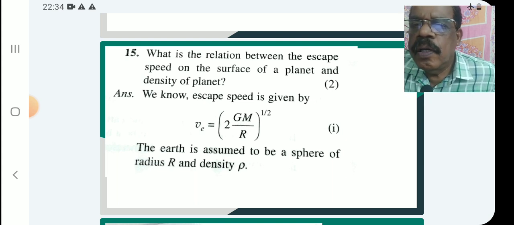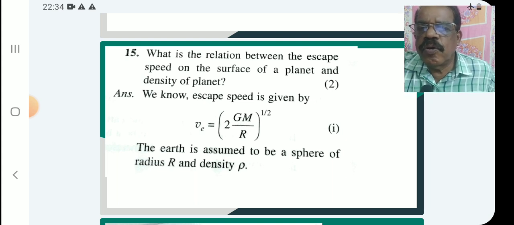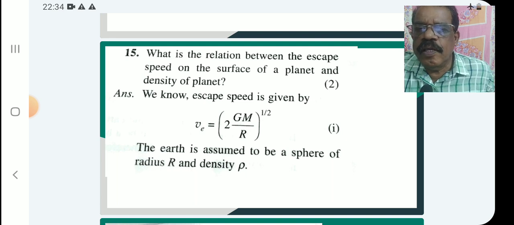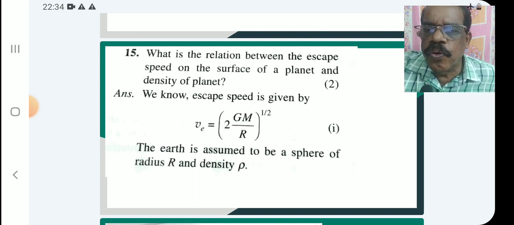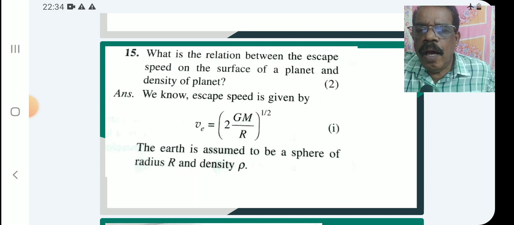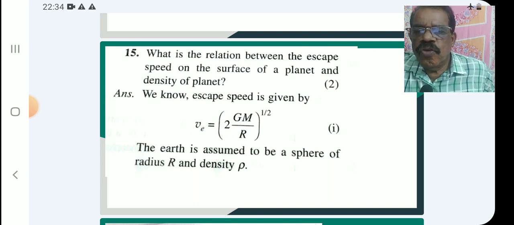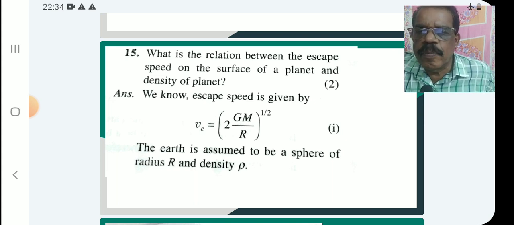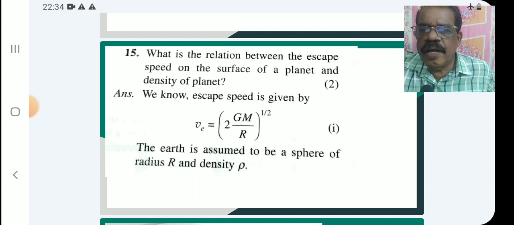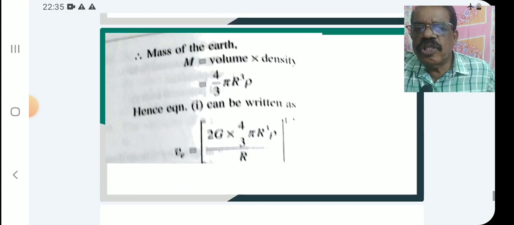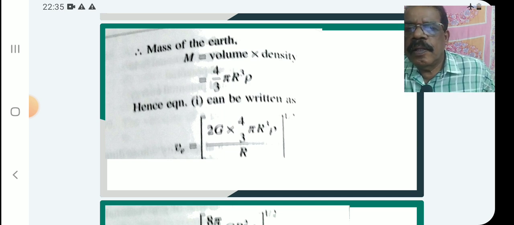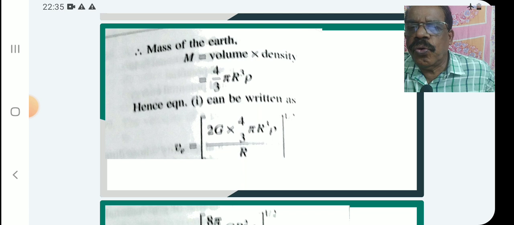We know the escape velocity is given by v escape, ve is root of 2GM by R, or we write (2GM by R) the whole raised to 1 by 2, where G is the gravitational constant, M is mass of earth or planet, R is the radius of earth or planet. The earth is assumed to be a sphere of radius capital R and density rho. So mass of earth is equal to volume into density, that is 4 by 3 pi R cubed into rho.